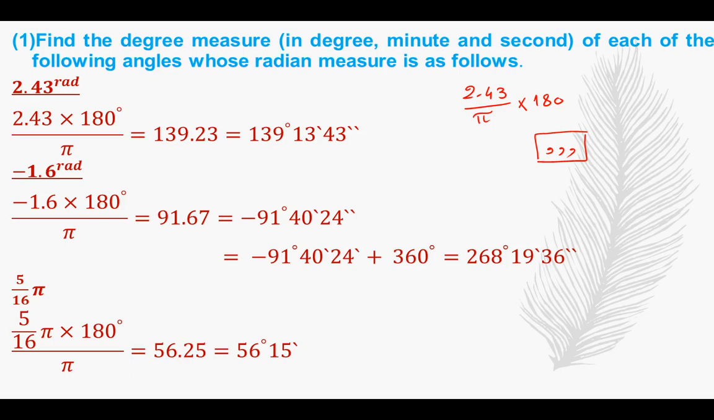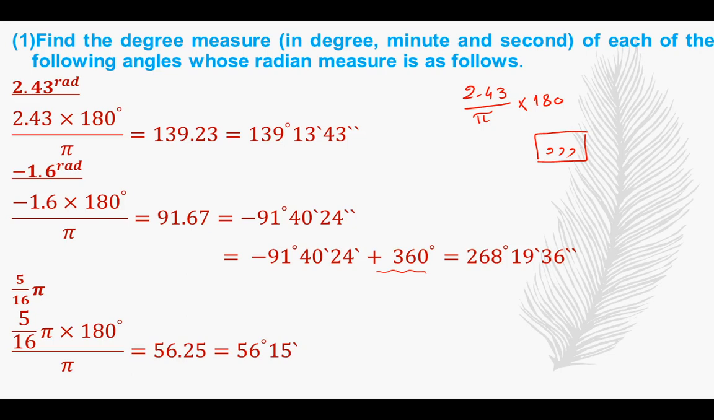Here we have a radian measure and we want to convert it into degree measure. So by using the same rule, negative 1.6 multiplied by 180 divided by pi, you will find that the measure of this angle will be 91 degrees, 40 minutes and 24 seconds. You can write it as a negative measure, or you can convert it into a positive measure. How can we convert from negative measure to positive measure? By adding 360. So the angle will equal 268 degrees, 19 minutes and 36 seconds.